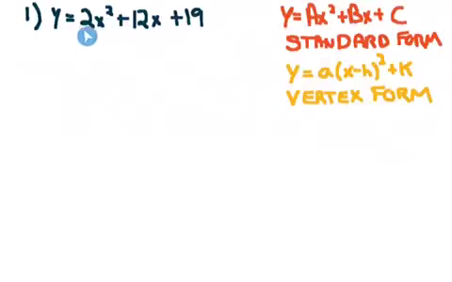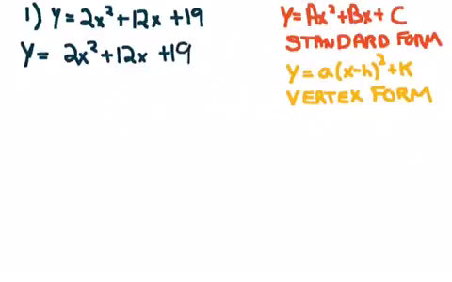Now, let's see if we can solve this problem. Let's see if we can get a 1 in front of this x squared by factoring. So I'm going to rewrite the expression. We're going to have y is equal to 2x squared plus 12x plus 19. Now what I'm going to do is group the first 2 terms together.